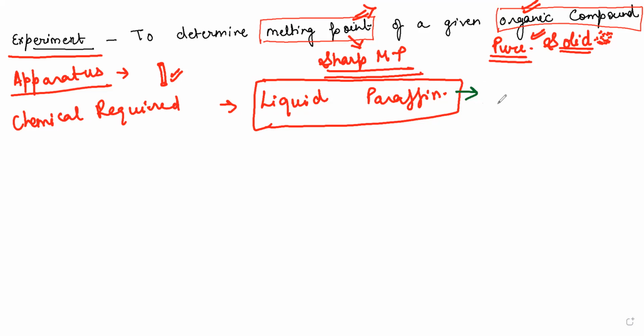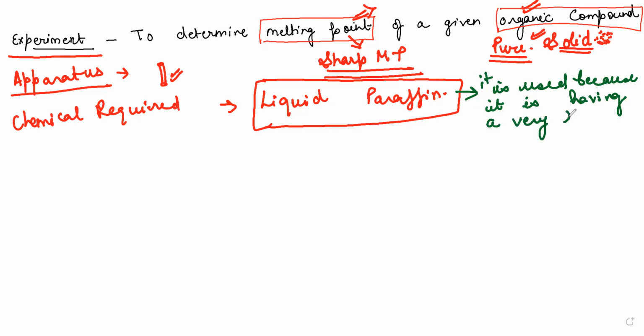Okay, you can write it down: it is used because it is having a very high boiling point, and that is the reason we'll be using it. Now, and obviously the organic compound which you have to check. So these are the chemical requirements which we'll be having.